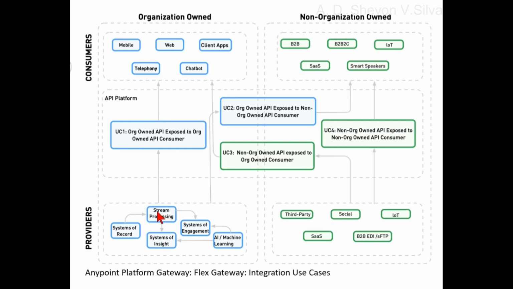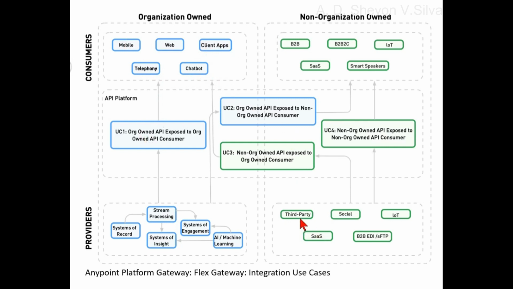The providers are connected to use case 1, org owned API exposed to org owned API consumer, and it is connected to consumers in organization owned. And here the organization owned providers are connected to use case 2, org owned API exposed to non-org owned API consumer, and it is connected to non-org consumers. In consumers in organization owned, you can see the mobile, web, client apps, telephony, chatbot.